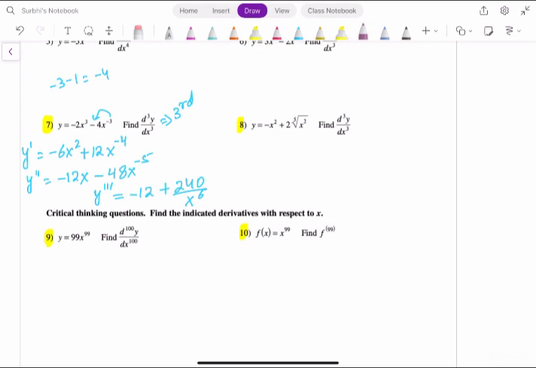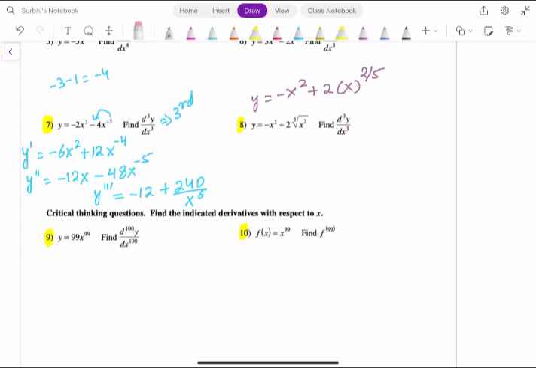For number 8, they are asking for the third derivative, but it will be easier for us if we rewrite y again because it has a root function. It is a fifth root. So I can write x to the power of 2/5 because x is squared. And we need to find the third derivative.